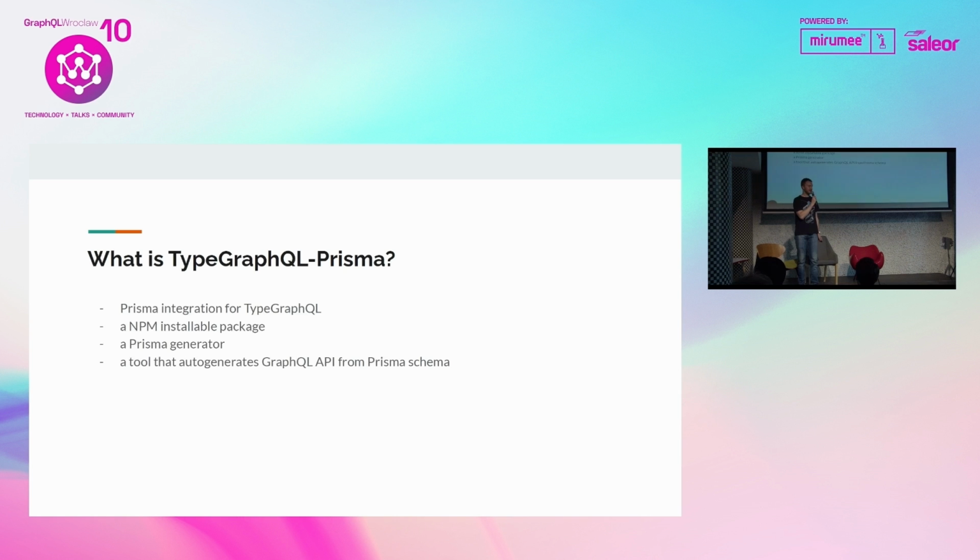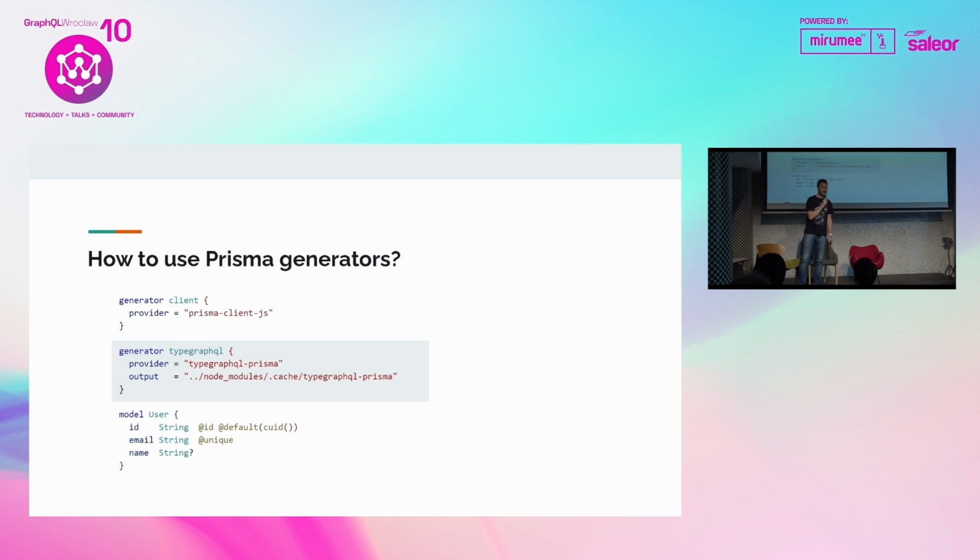So the main point of this talk is TypeGraphQL Prisma, which is joining those two libraries together. What can we say about that tool? It's basically a Prisma integration for TypeGraphQL. It's an NPM installable package, so we can find that on NPM. It's a Prisma generator, so it works using the workflow and the tools of the Prisma ecosystem. But the most important information is that this tool generates the GraphQL API based on the Prisma schema, so based on the database schema.